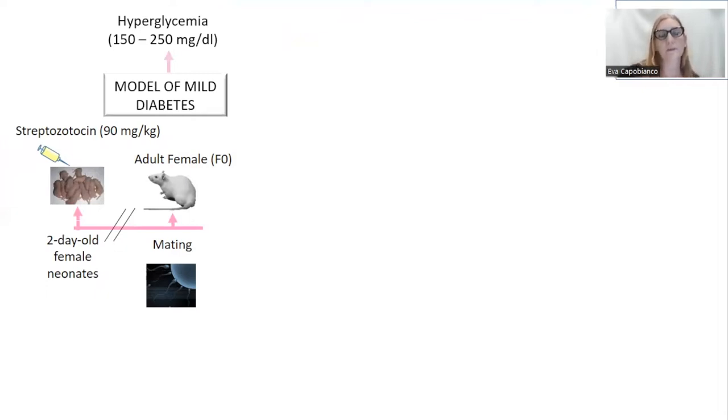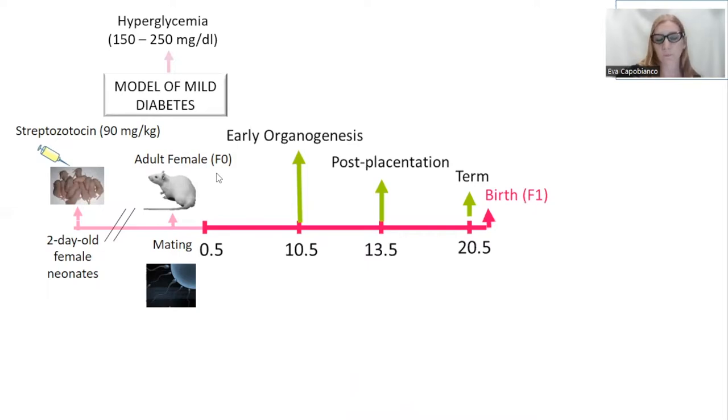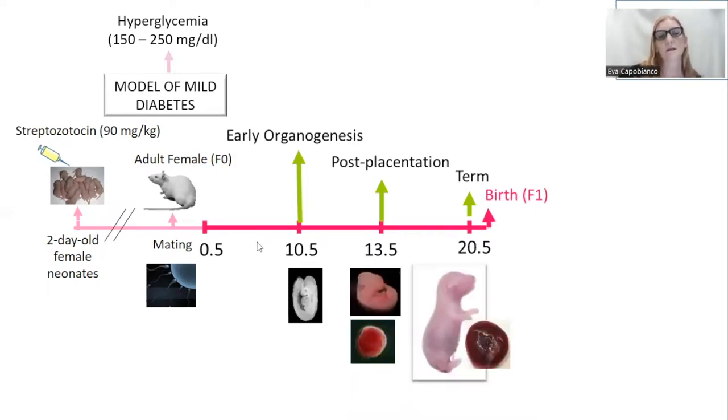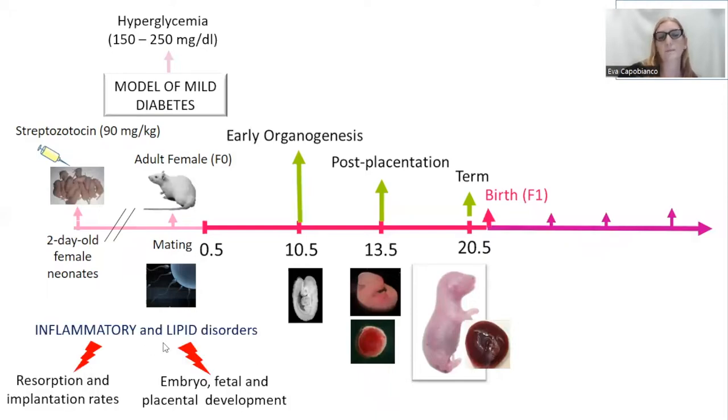came from a model of mild diabetes that is induced by an injection of streptozotocin to 2-day-old female neonates. In adulthood, these female rats have mild hyperglycemia, and when we mated them with control males, we studied the embryo, the fetus, and the placenta that are exposed to this adverse environment of a mother with diabetes. We observed several inflammatory and lipid disorders related with increases in resorption and implantation rates, and also with alterations in embryo, fetal, and placental development.